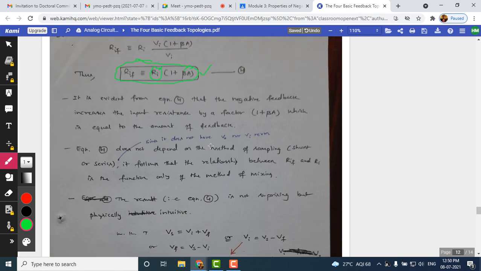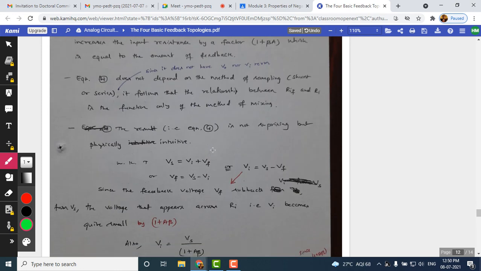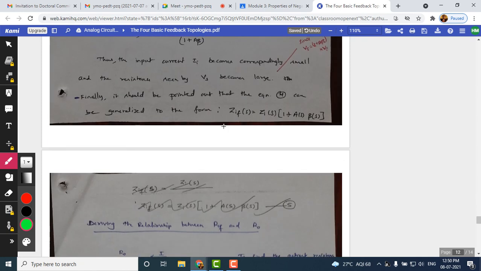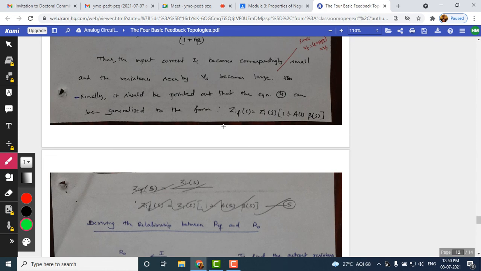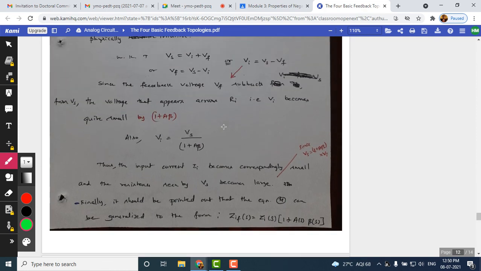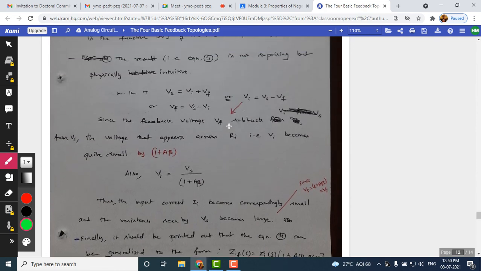So I'll stop at this point, and next class we'll cover the output impedance. Again, for output impedance, along similar lines we can show that. So we'll talk about that in the next class. Any questions so far?